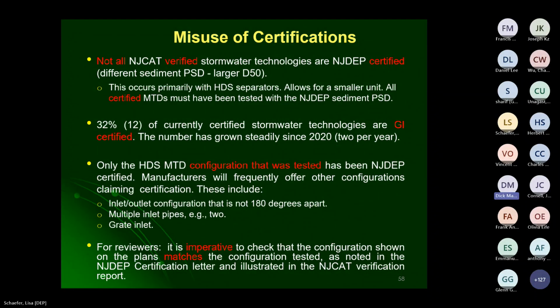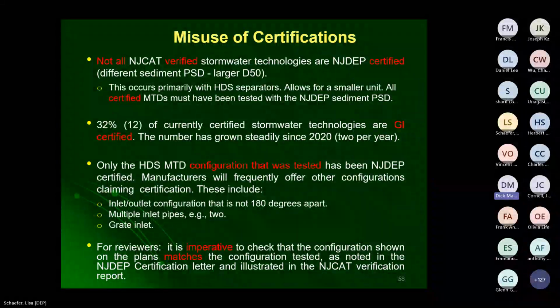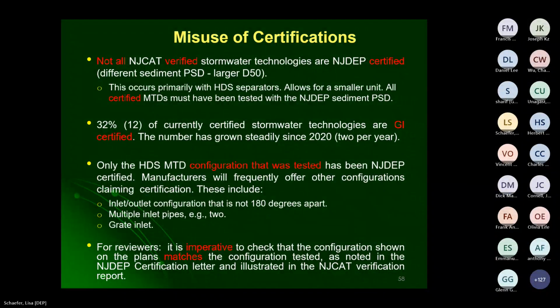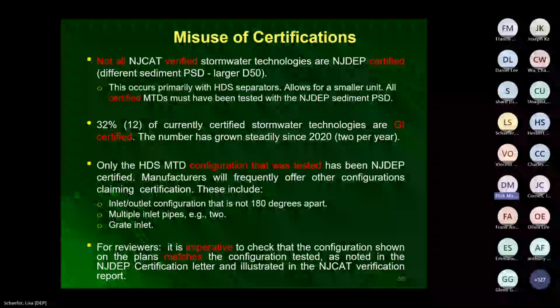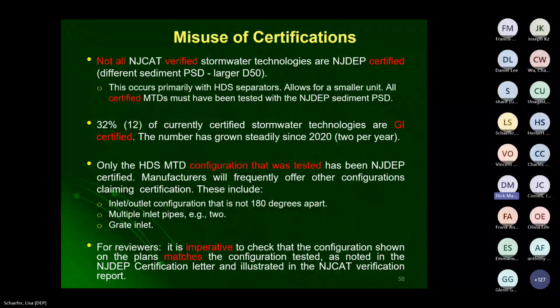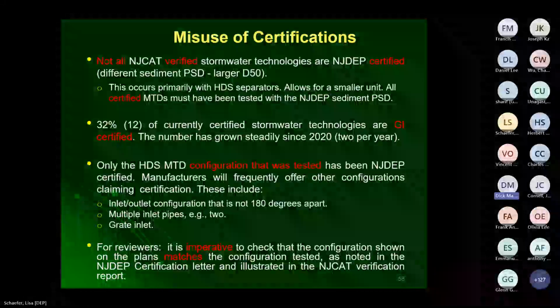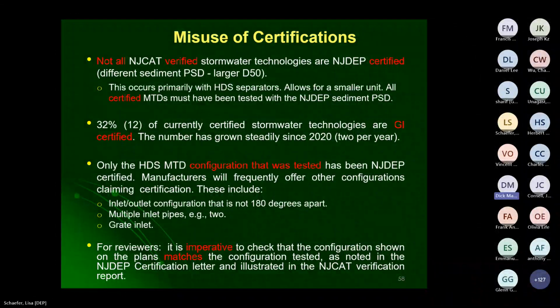But there may be more coming in. But right now, there are none that any of those three sub-bullets would have been certified for. And then for reviewers, it's imperative to check that the configuration shown on the plans matches the configuration tested as noted in the NJDEP certification letter and illustrated in the NJCAT verification report. So that's a key slide, okay, because that'll help you do your job.